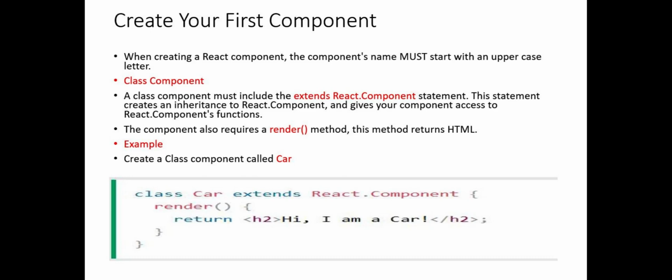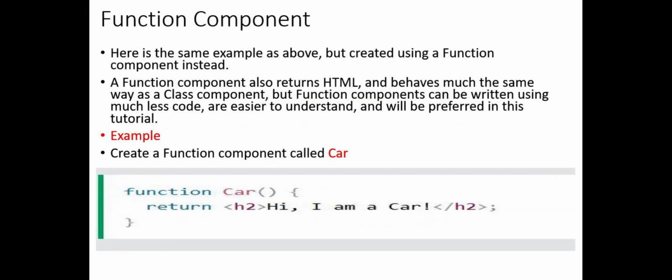Class component. A class component must include the extends React.Component statement. This statement creates an inheritance to React.Component and gives your component access to React.Component's functions. The component also requires a render method. This method returns HTML. Example. Create a class component called Car. Code.